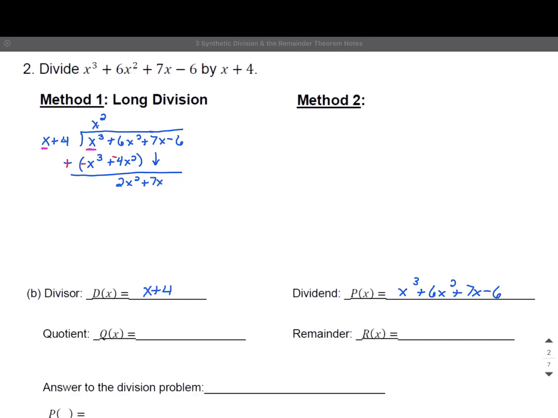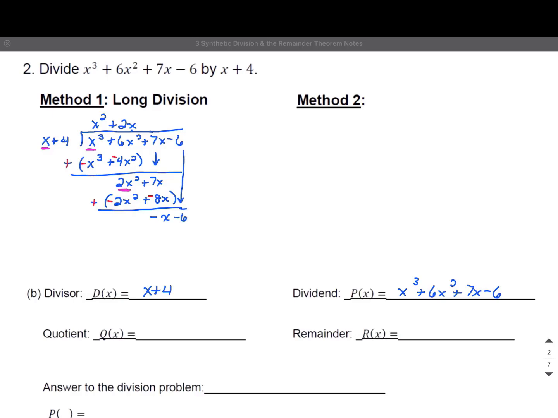So again, I'm going to use my leading terms, x and 2x squared. How many times does x go into 2x squared? That would be 2x. So again, 2x times x is 2x squared. 2x times 4 is plus 8x. And I am subtracting this, but remember, subtraction becomes addition. Change the signs of everything we're subtracting. The 2x squareds go away. 7x minus 8x is a negative x, and we bring down that minus 6.